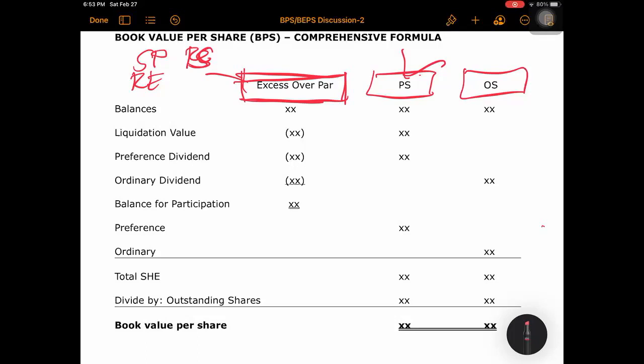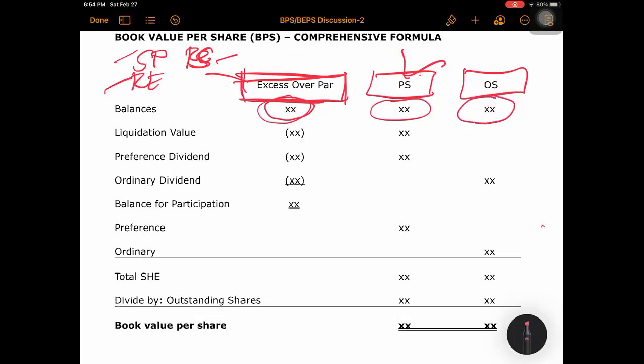So atong goal diri, i-allocate nato ang excess over par to compute the shareholders' equity of each share, preference and ordinary shares. So again, this is the amount of your excess over par, or the total items in your shareholders' equity less the par value of the preference shares and ordinary shares. Normally, it includes your share premium, retained earnings, and your revaluation surplus, or if there are any other items under shareholders' equity that are not part of your par value or stated value, then that is part of your excess over par amount. So kani balances. This one, preference share, this is the amount of your preference share at par value. And this one is the amount of your ordinary share at par value.